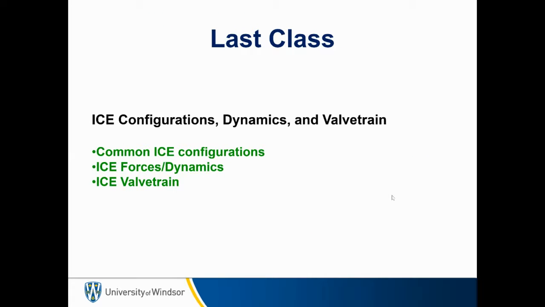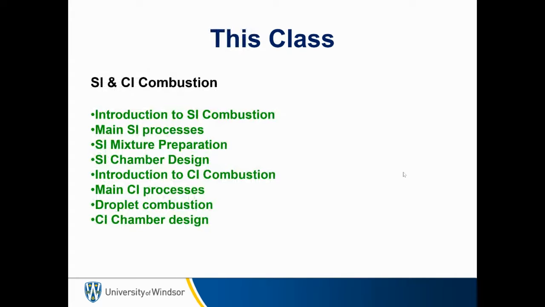So last class we looked at internal combustion engine configuration, dynamics, and valve train. We looked at common configurations, forces and dynamics, and valve train configurations as well. In this lecture, we're going to look at an intro to SI combustion, the main processes that occur, and mixture prep and chamber design. We're then going to look at the same things as an introduction to compression ignition: the main compression ignition processes, droplet combustion, and finally compression ignition chamber design.